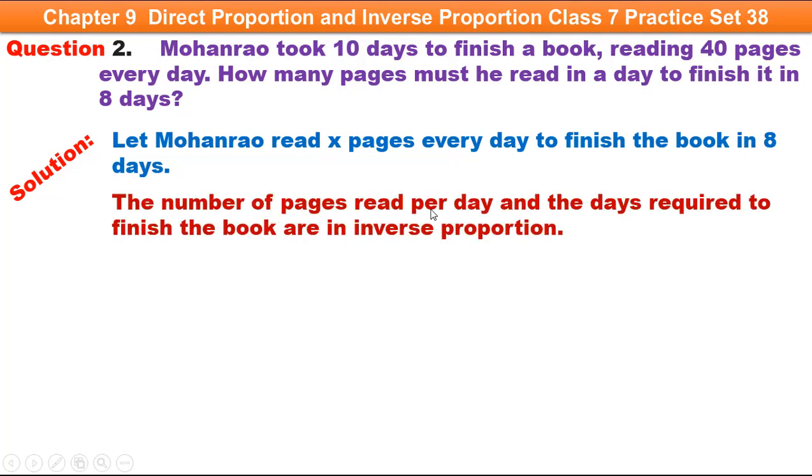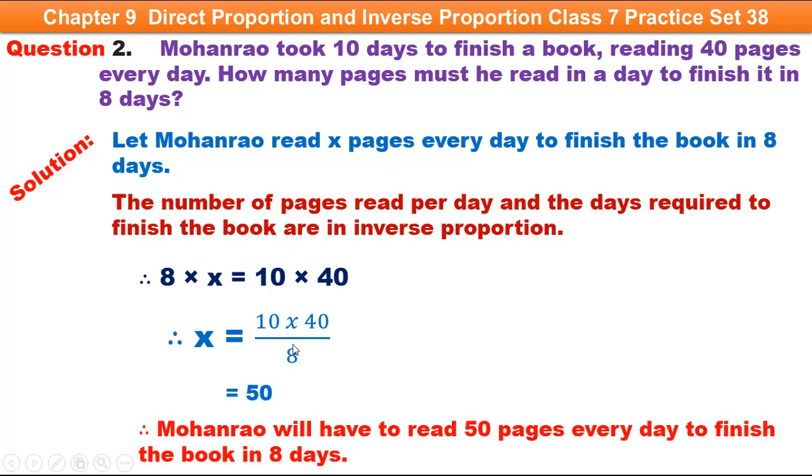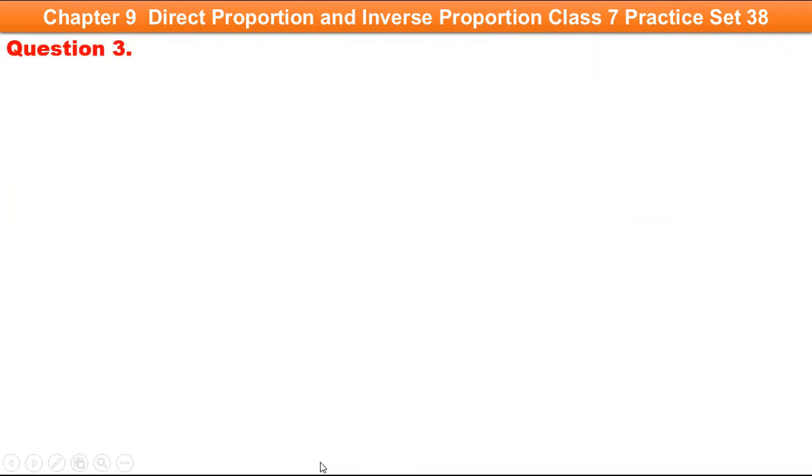The number of pages read per day and the days required to finish the book are in inverse proportion. 8 into x is equal to 10 into 40. Therefore x is equal to 10 into 40 divided by 8, which is equal to 50. Mohan Rao will have to read 50 pages every day to finish the book in 8 days.